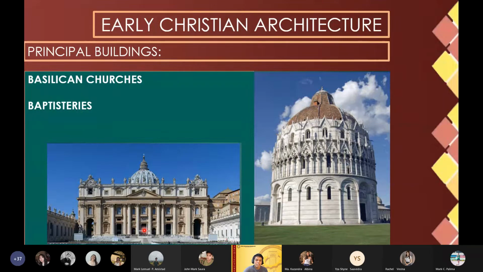So this example is the St. Peter's Square, or the St. Peter's Church. But this one is not early Christian architecture. So this one is Renaissance, but later on we'll discuss that one. This one is Pisa, I think the Pisa Baptistery.